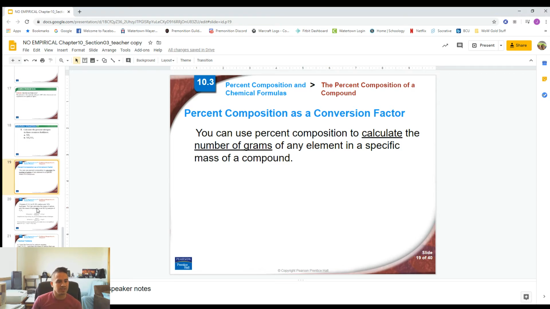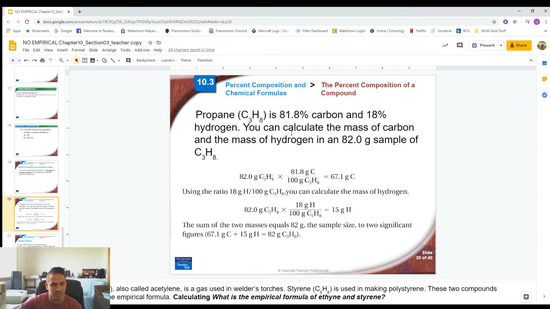All right. Last thing here is we can also use percent composition as a conversion factor. So we can basically calculate how many grams of an element are in a specific mass of a compound just by multiplying the mass of that compound by its percentage as a decimal. So here's the example that they're going to show, and this is actually from the previous problem we just did.